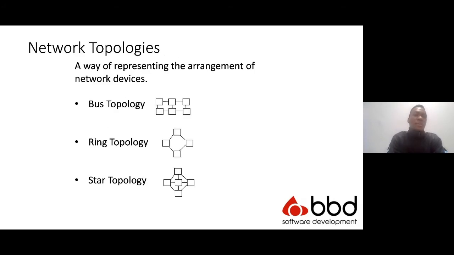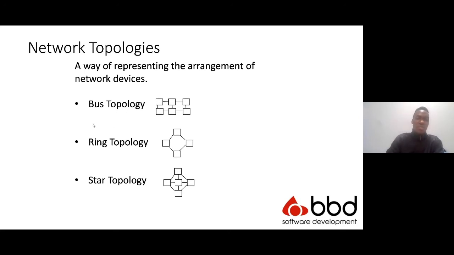So now let's look at some of the network topologies. We'll begin by explaining what a network topology is. It's basically a way of representing the arrangement of network devices, the way network devices are arranged in a specific network. So we've got different types of networks here. There are more, I just listed 3 here.